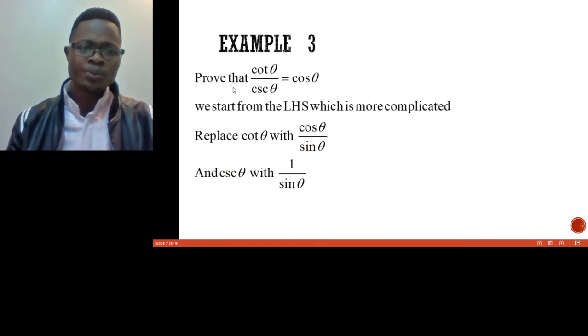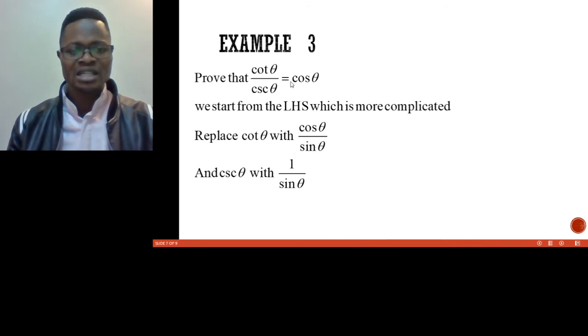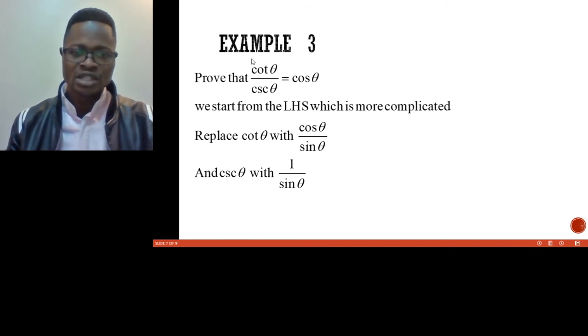You are given to prove that cot theta divided by cosecant theta is equal to cos theta. We start from the left-hand side, which is more complicated. Of course, this is our left-hand side. Whenever you see cos and sine, they are a bit easier. Look for things like tan theta, cot theta, cosecant theta, secant theta. Those ones are more complicated, and we always tend to start proving from that side.